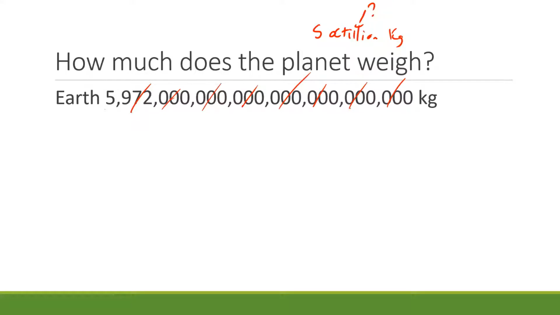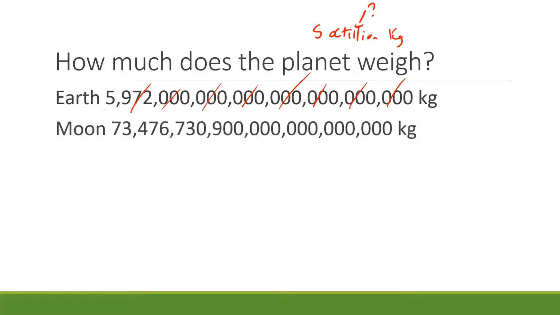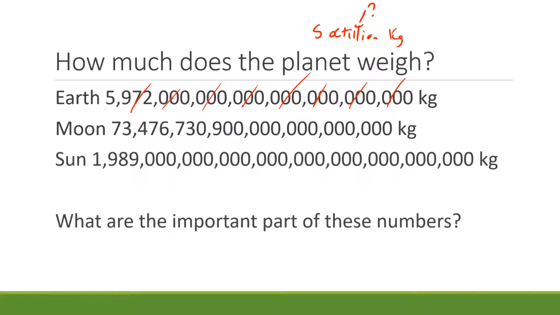That's like, if I just said, oh, I've got 5 octillion kilograms, it'd be a bit difficult to explain. We've got the moon, which is a huge number as well, and the sun. And one of the issues we've got with all of this is that we've got these really big numbers, and with really big numbers, it's really hard to compare them.